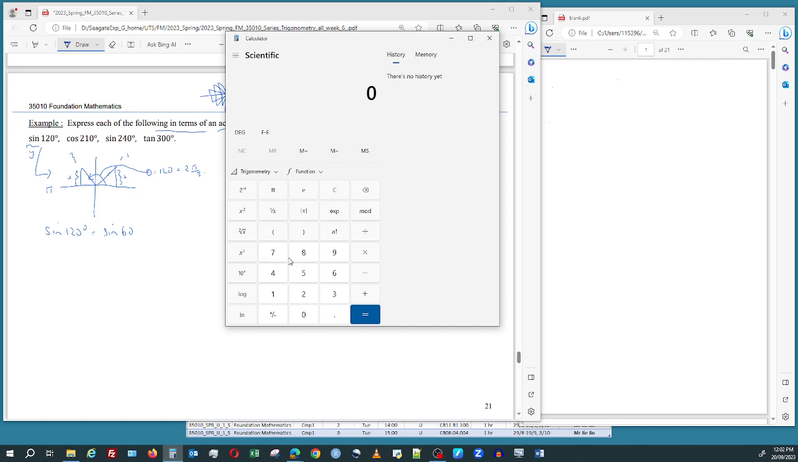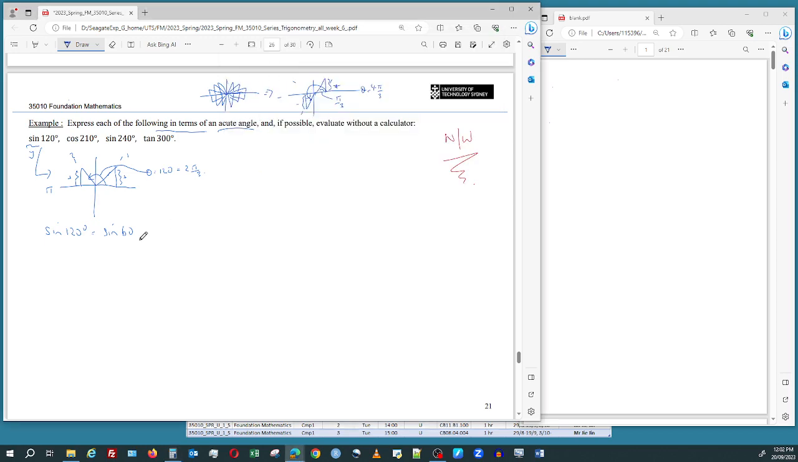So we're in degrees, so I can just put in 120 sine and 0.866, and 60 sine and 0.866 is the same number. You can see they're both the same number. Okay, so they're an equivalent. One is expressed in terms of an acute angle, but they change depending on whether it's cos or what have you. Alright, so that's that one.